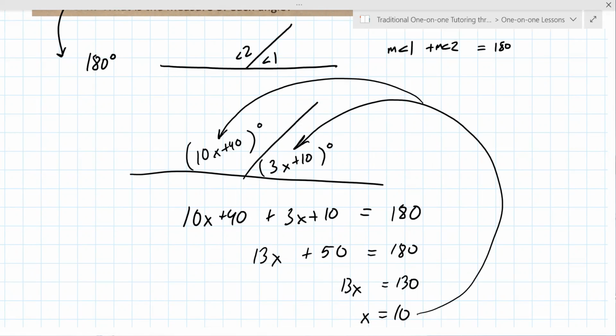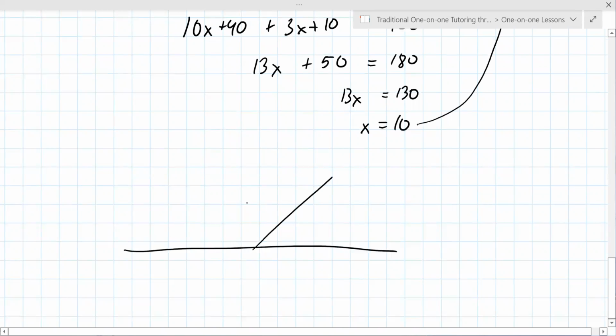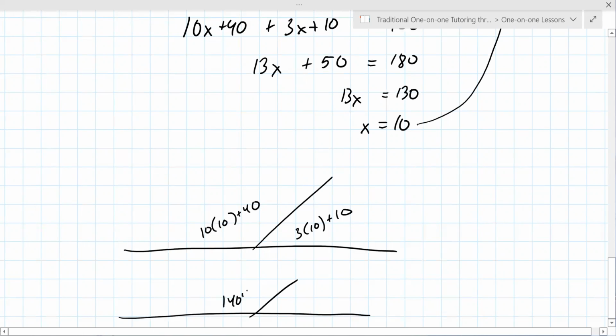Okay. So you have to substitute that back in. Would I insert the number? Yes. So it's like 10 times 10 plus 40 and 3 times 10 plus 10. Once you go through that, it would be like 140 and 40. Yes. And then that's it.